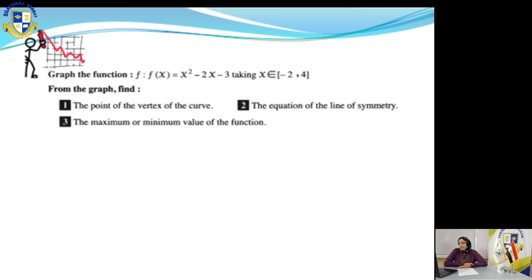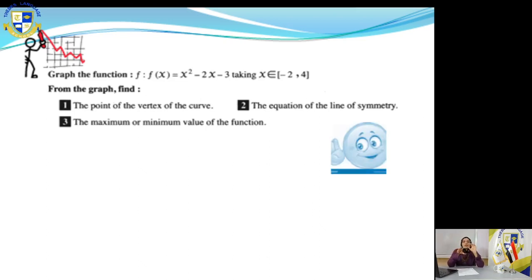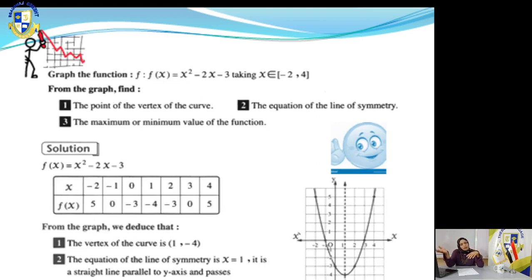Graph the function f of x equals x power 2 minus 2x minus 3, taking x belonging to -2 and 4. From the graph, find the point of the vertex, the equation of the line of symmetry, and the maximum or the minimum value of the function. In the same way, we will take some points from -2 to 4, then find the image of each one to have some ordered pairs and represent them on the graph.